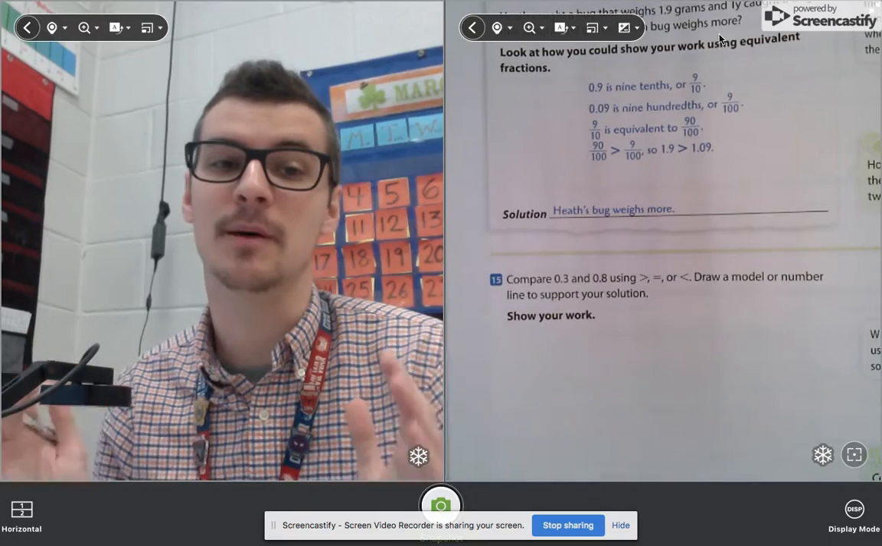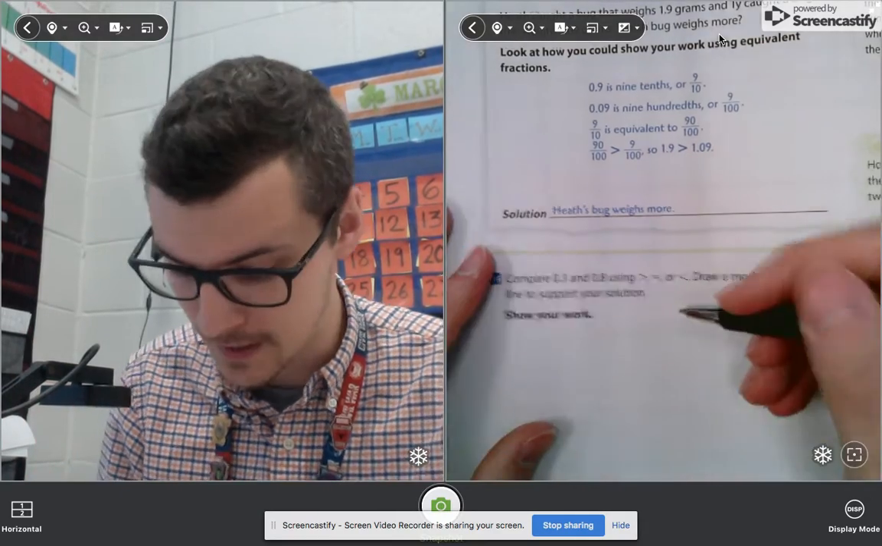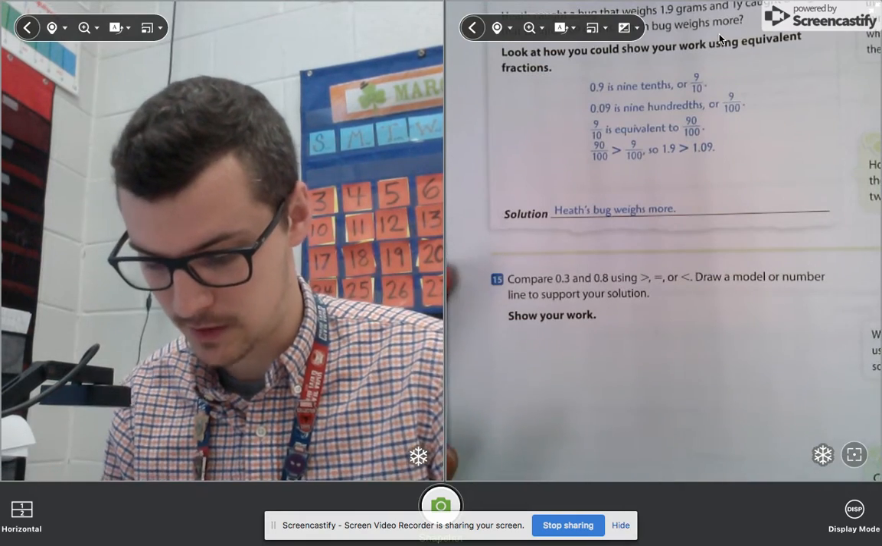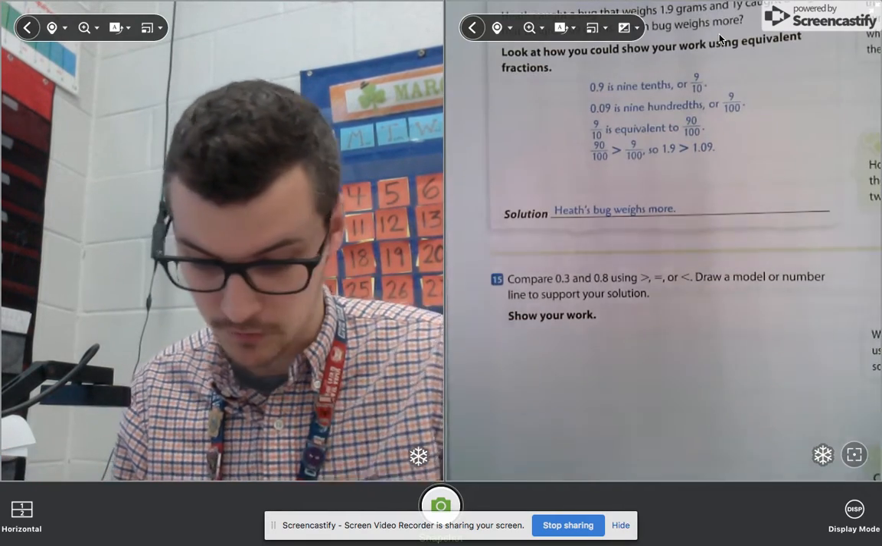Okay, so let's just jump right into it so we're not wasting any time. Compare 3/10 and 8/10 using less than, greater than, or equal to. We can draw a model or a number line.